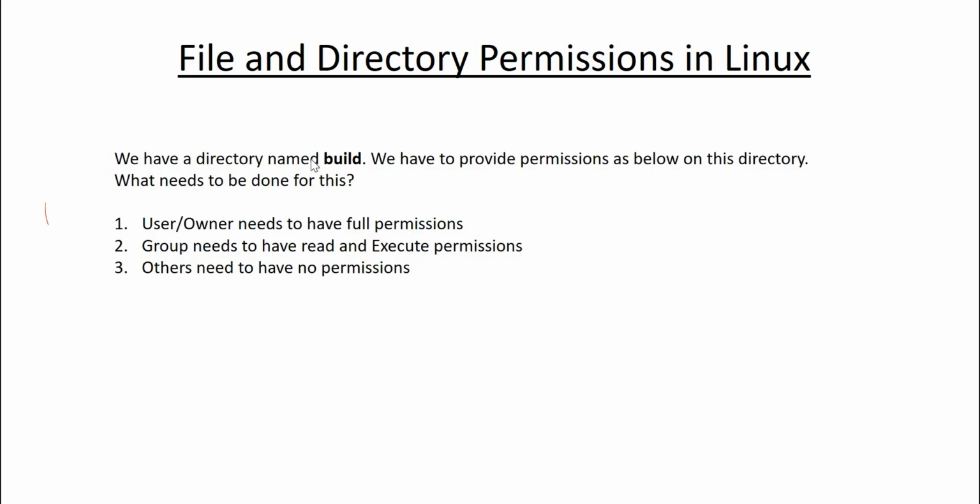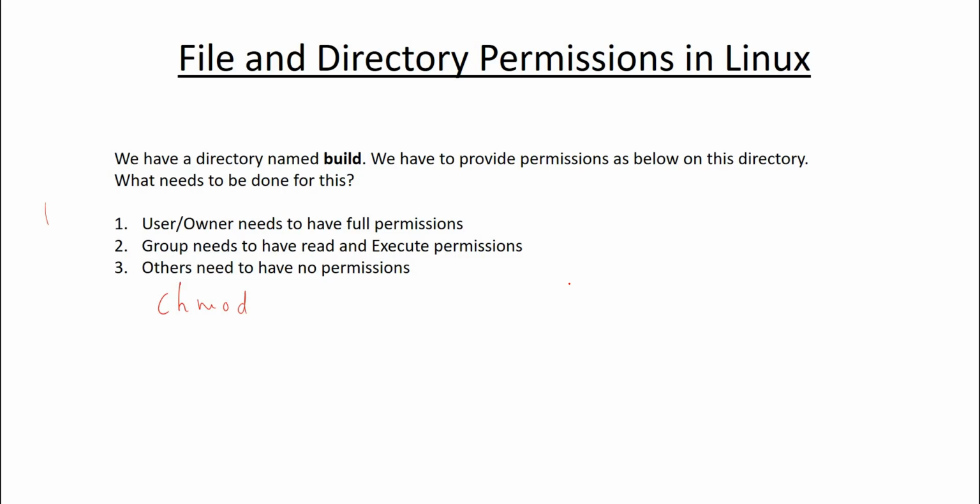Here we have a directory named build and we have to provide the required permissions on this directory. So what needs to be done for this? In this case, the user or owner needs to have full permission, the group needs to have read and execute permissions, and others need to have no permissions on this directory. In Linux, for providing permissions, we use a command called chmod. Now we need to provide required permissions as per the specifications here.